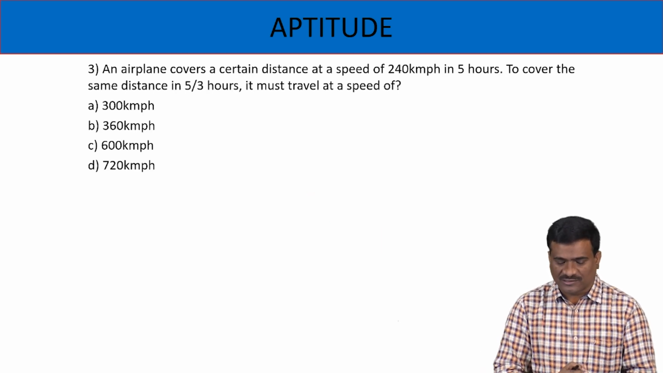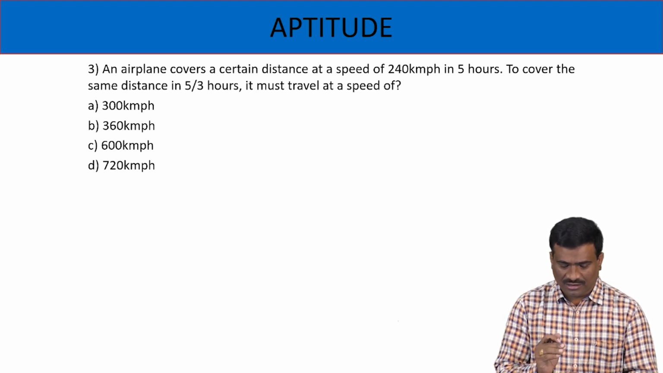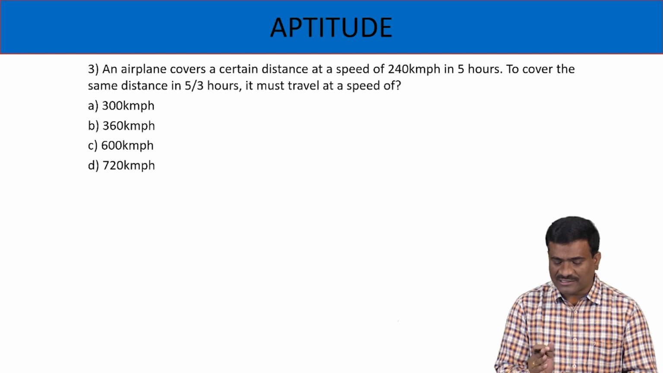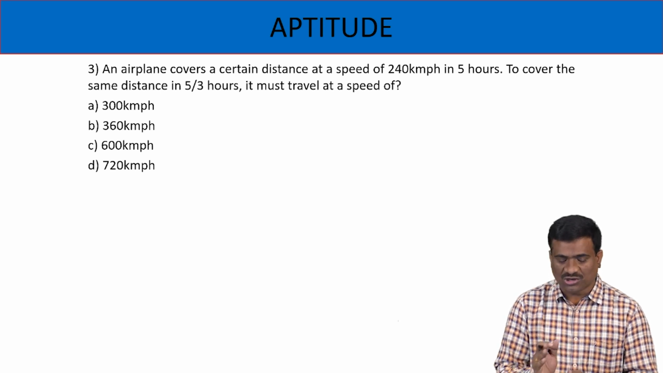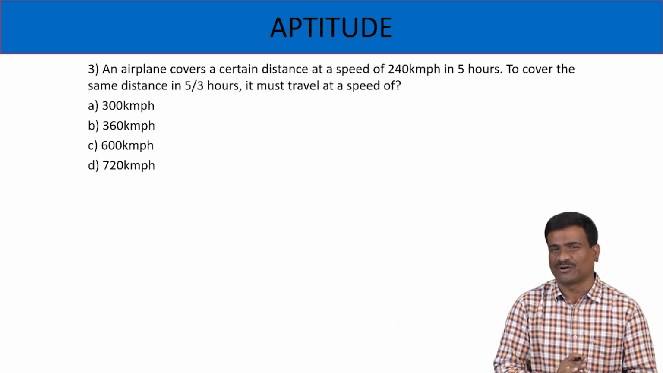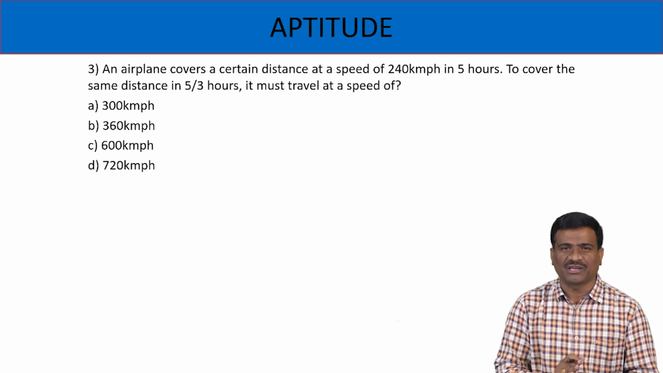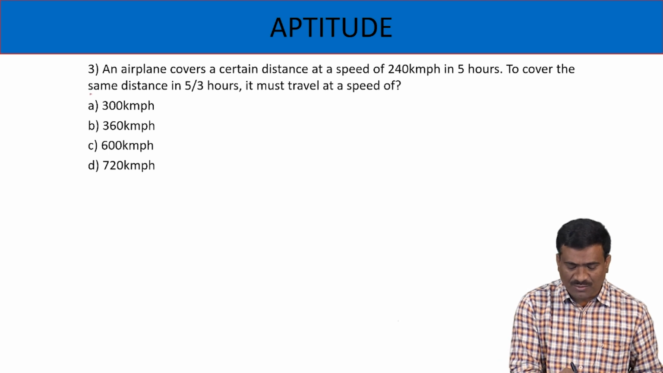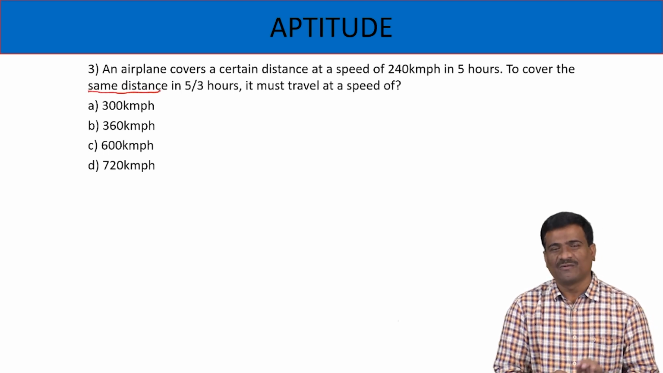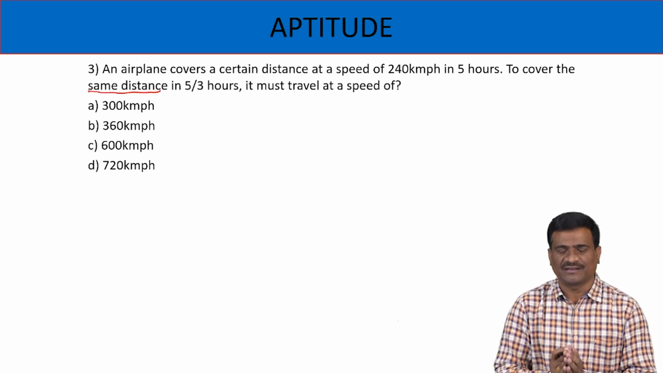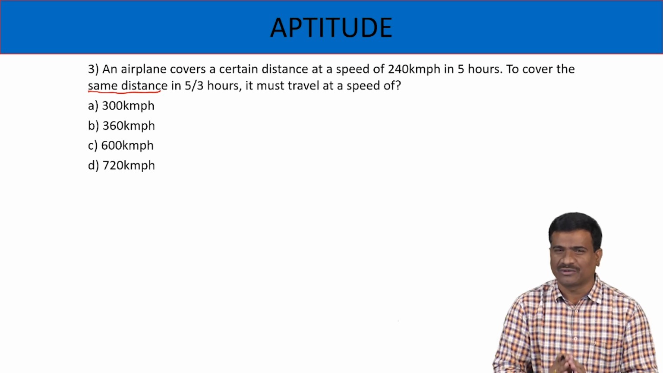Next, third example, which belongs to the time, distance and speed application. An aeroplane covers a certain distance at a speed of 240 km per hour in 5 hours. To cover the same distance in 5/3 hours, it must travel at a speed of. Here the important application is the same distance method. When distance is constant, the relation between speed and time.